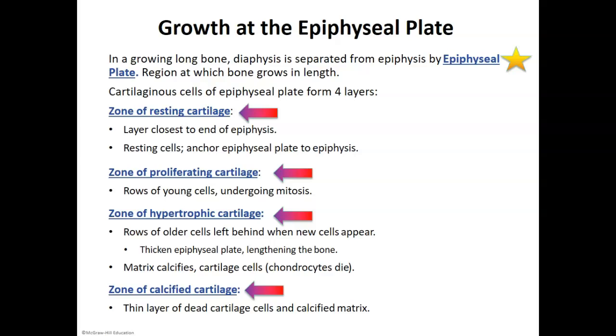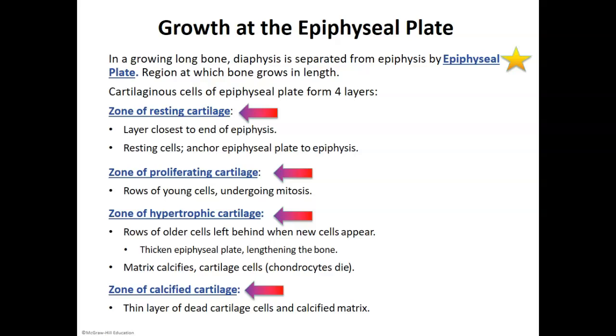In the zone of resting cartilage, you're going to find resting cells. They're not doing a whole lot. They're mainly there as anchor points to hold the epiphyseal plate to the ends of the bone. The epiphyseal plate, as I mentioned, is undergoing a very high level of mitosis, and bone remodeling usually occurs with laying down of cartilage first, and then it's replaced with actual bone cells or osteocytes later. So the zone of resting cartilage is really important as kind of just an anchor or hold on point.